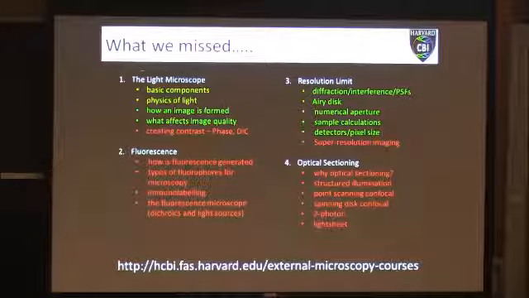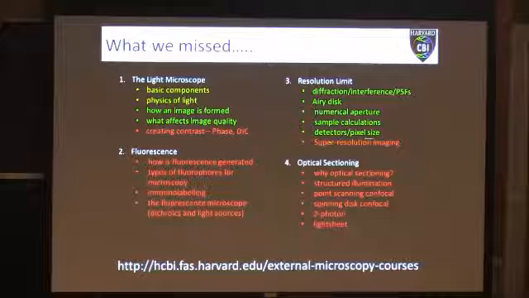I just want to show you what we actually missed. So in the light microscope, we talked about some of the basic components, but like I said, I didn't talk about condensers or anything like that. We talked a little bit of physics of light, but we never got into quantum mechanics, which is probably a good thing. We did talk about how an image is formed and what affects image quality. We didn't talk at all about how you create contrast with things like phase contrast.